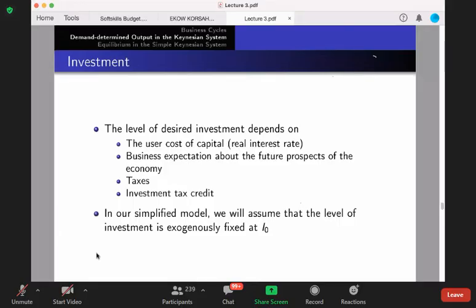You then pay more in return as interest. So there's a negative relationship between the cost of capital, which is the real interest rate, the user cost of capital, and the desired investment level.